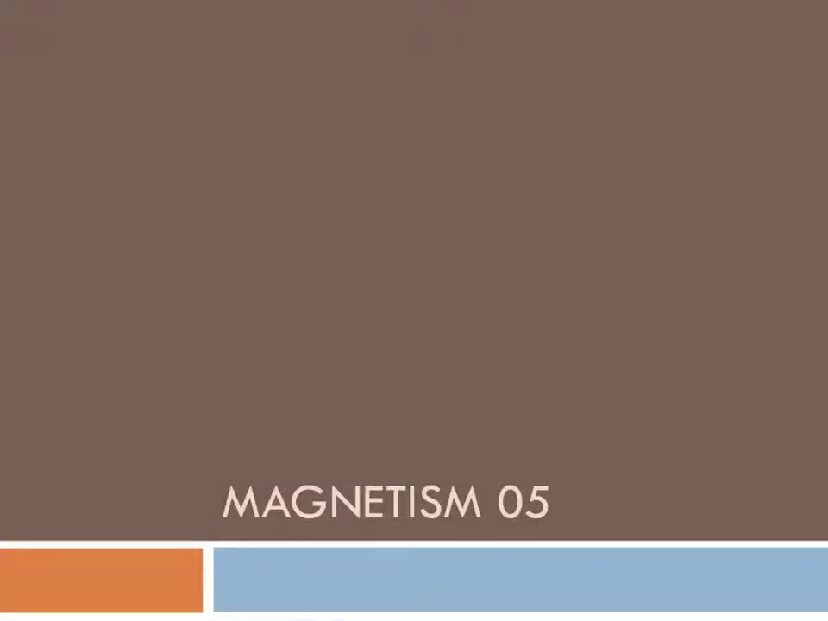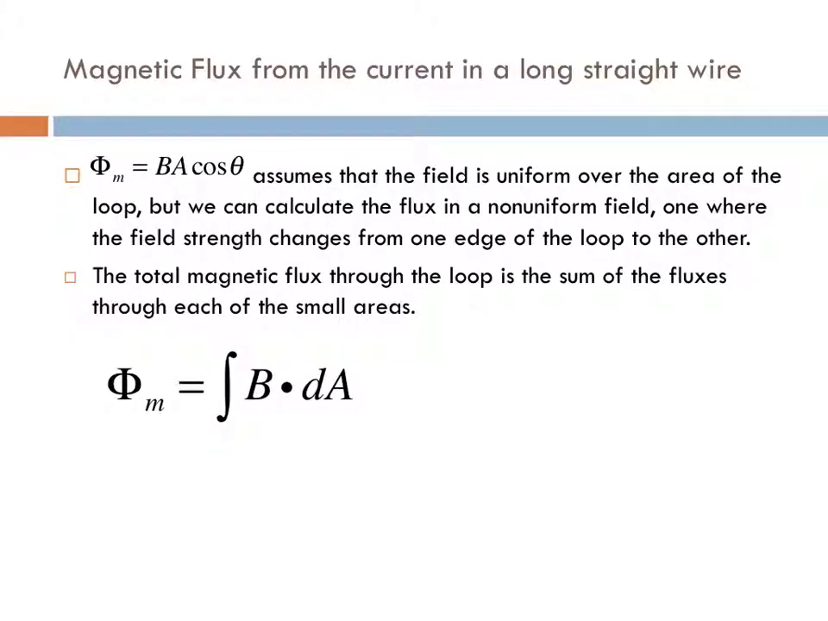This is Magnetism 5. So we saw in our last video the flux equation, which was equal to B times A times cosine of theta. Now this equation assumed that the field is uniform over the area of the loop, but we can calculate the flux in a non-uniform field, one where the field strength actually changes from one edge of the loop to the other. In order for us to do this, we actually need to use our integral, which means we're going to be summing up all the fluxes through every small bit of area.